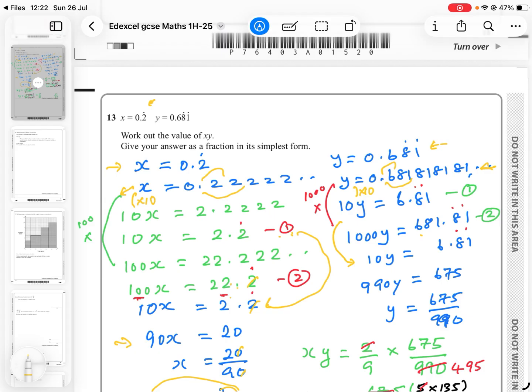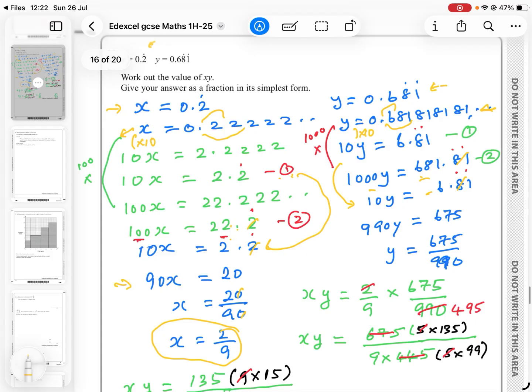Now we can label this equation 1. If you take away 10y from 1000y, you get 990y. 681 take away 6 is 675. These two recurring parts cancel when you take away. So 990y equals 675, and you have to divide by 990.